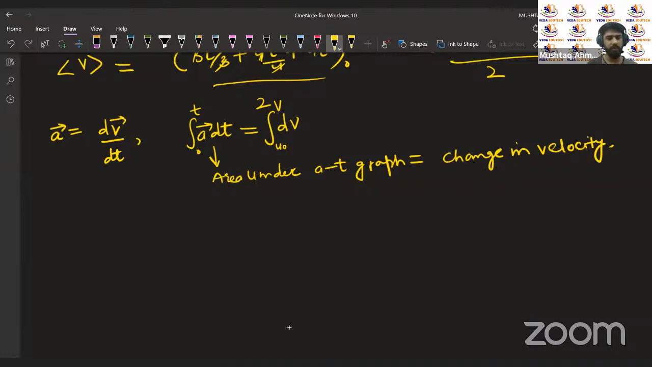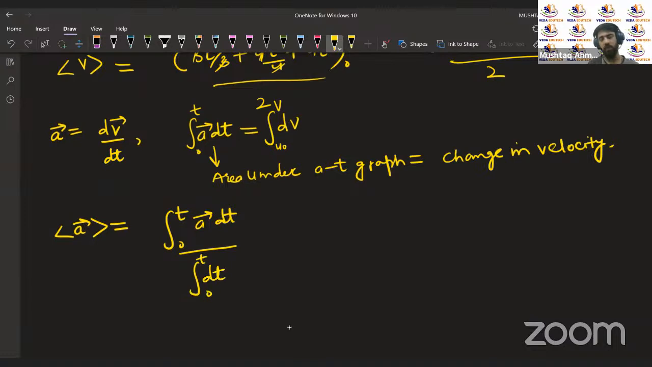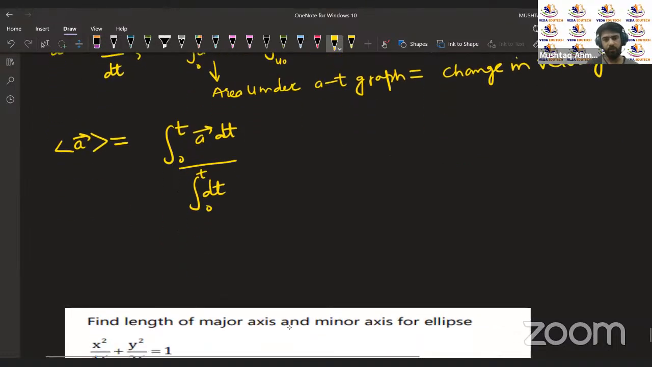One more important point is that if we have to calculate the average of this acceleration, what we'll do is integrate this over the time interval 0 to t and divide it by the same time interval 0 to t. That's how we'll calculate the average acceleration also.